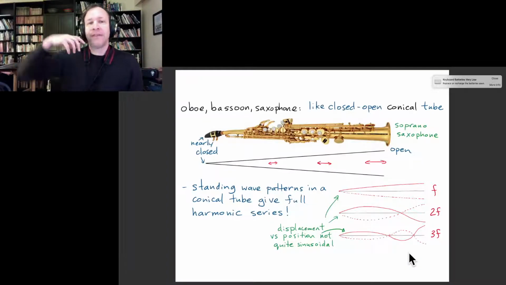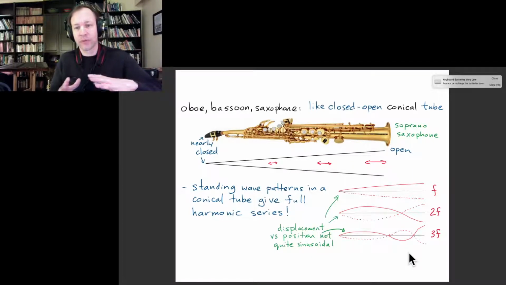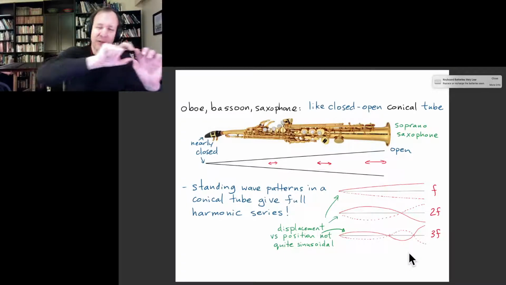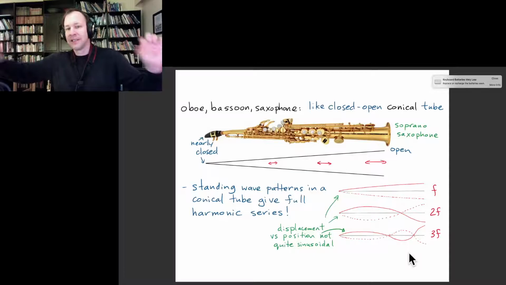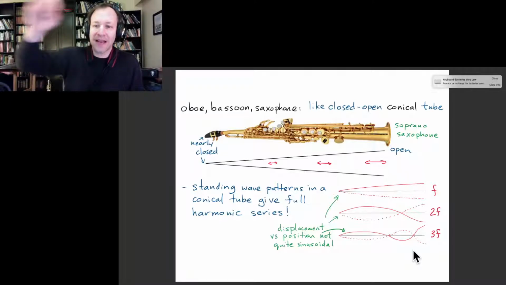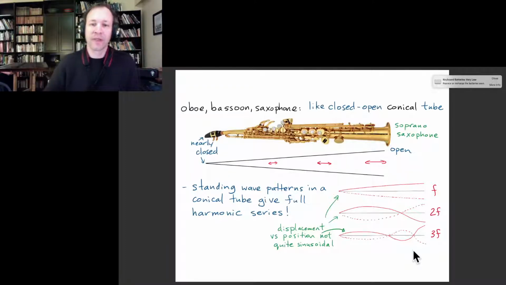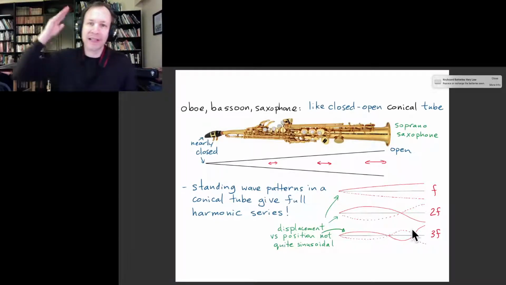And if you study this problem, this involves the physics of waves in 2 dimensions, because you have to take into account the fact that things are changing along the direction of the tube. And so what you find is that kind of magically, instead of F and 3F and 5F, with a conical tube like this, you get F and 2F and 3F. So actually, again, you get the entire harmonic series.